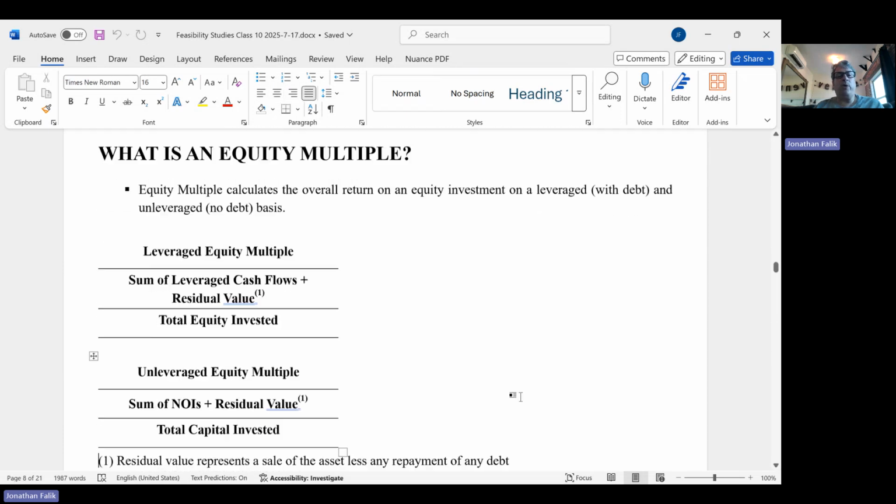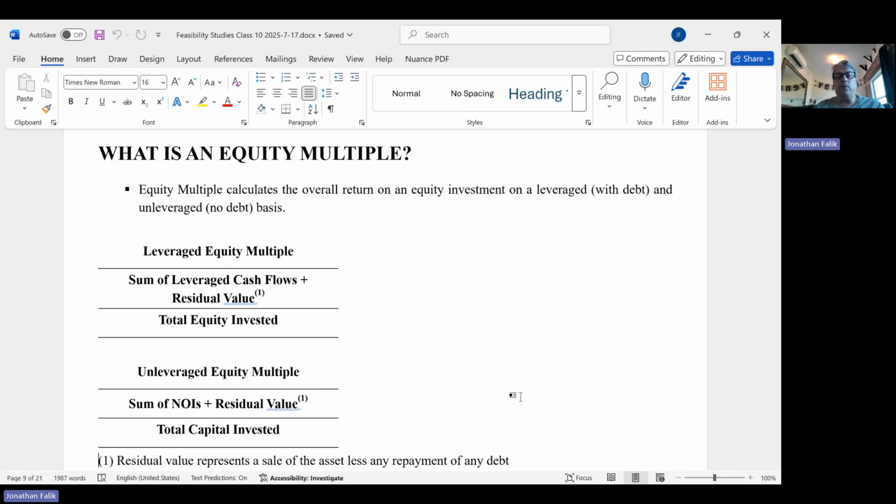So what is an equity multiple? This I'm going to go through quickly. You won't have to worry that much about it. This will not be on the final exam, and you can show this in your final report, but it is not necessary.